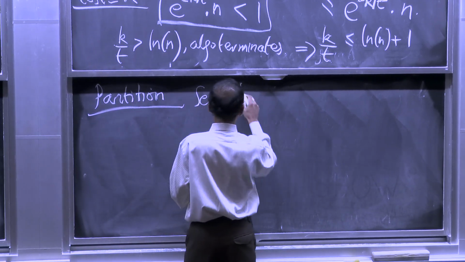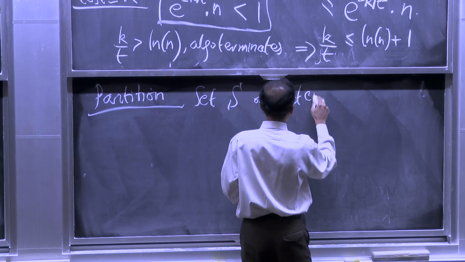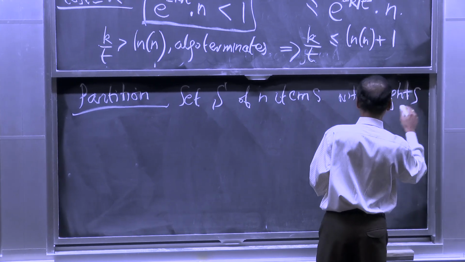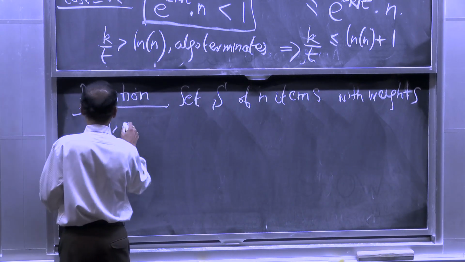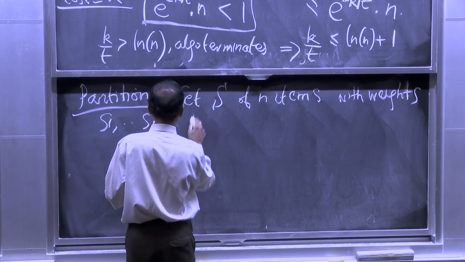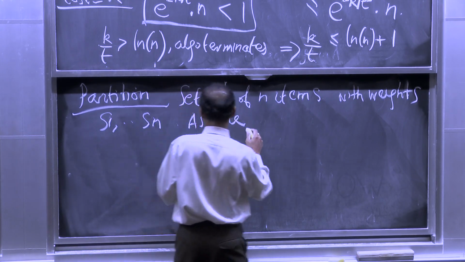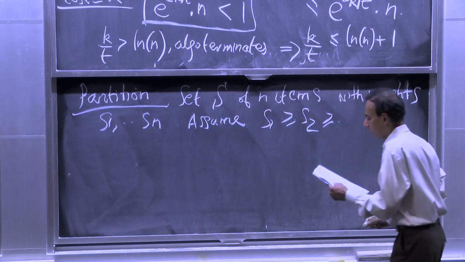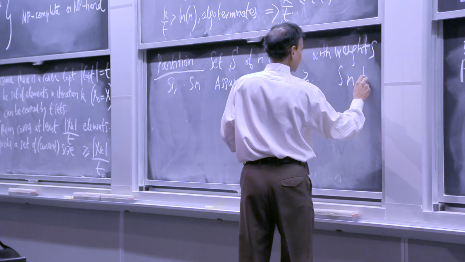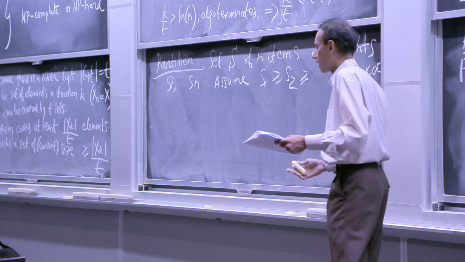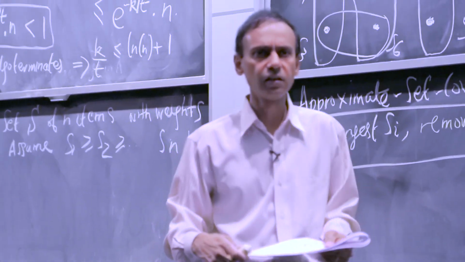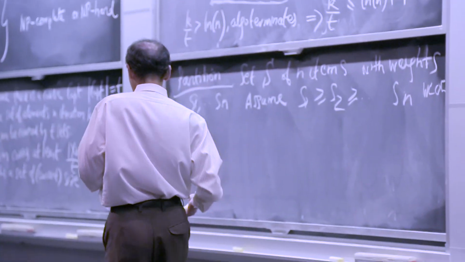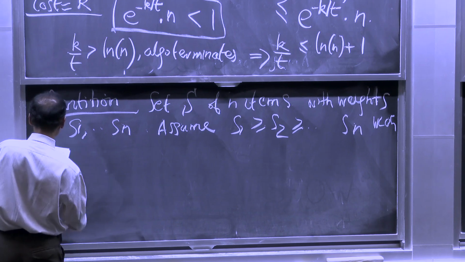Set S of n items with weights S1 through Sn. Assume S1 greater than or equal to S2 and so on down to Sn, without loss of generality. So this is just an ordering thing. I mean, obviously there's some order. I'm not even claiming uniqueness here. I'm just saying, just assume that this is the order. The analysis is much better if you make this assumption.